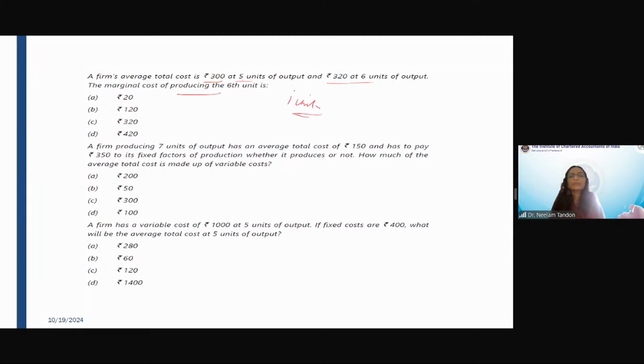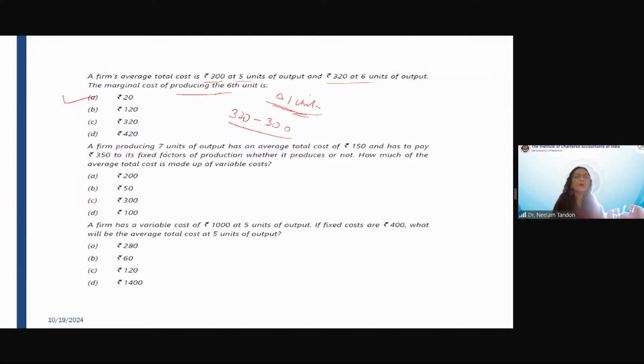And the change in average total cost is 320 minus 300. So by 1, that means 20 is the correct answer. So the marginal cost will be 20 of the 6th unit, because this is increasing from 5 to 6. So the change in output is by 1 unit, and the change in average total cost from 320 to 300 is 20. So this will be the marginal cost.